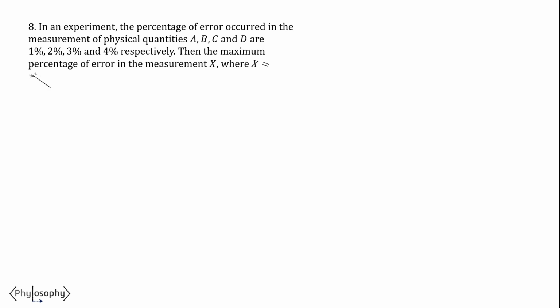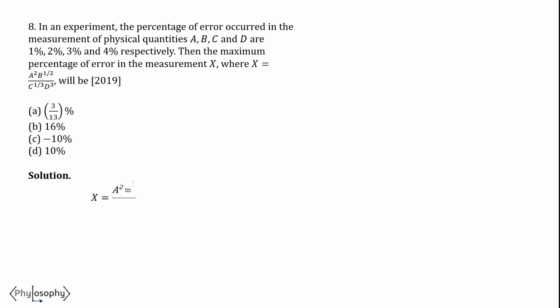Our next problem is: in an experiment, the percentage of error occurred in the measurement of physical quantities A, B, C and D are 1%, 2%, 3% and 4% respectively. Then the maximum percentage of error in the measurement of X, where X is given by A square times B to the power half over C to the power 1/3 D cube, will be, and 4 options are given. So it is given that X equals this quantity.